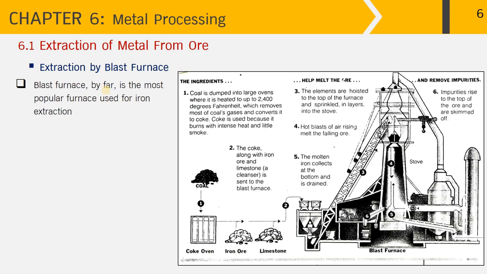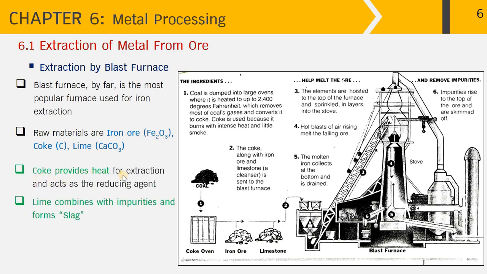By far, the blast furnace is the most popular furnace used for iron extraction because it is effective and can extract the metal from ore on a large scale. The raw materials are the iron ore, coke, and lime. The coke provides heat for extraction and acts as the reducing agent, while the lime combines with impurities and forms the slag. Let's have a look at this diagram.